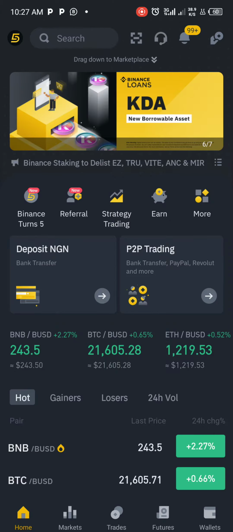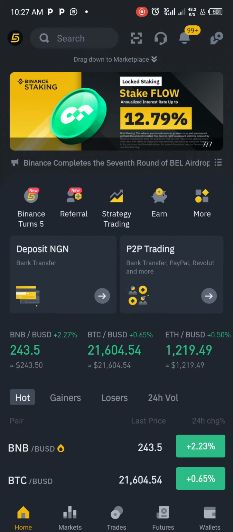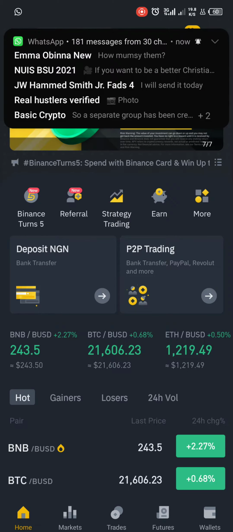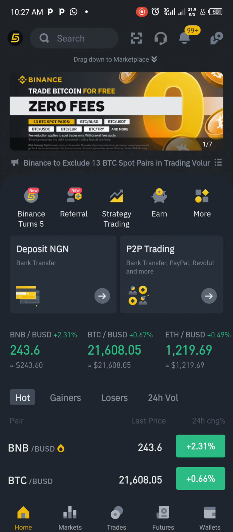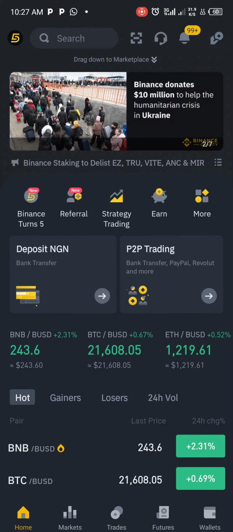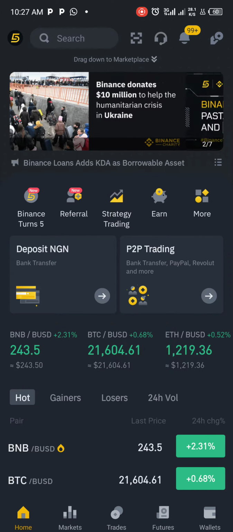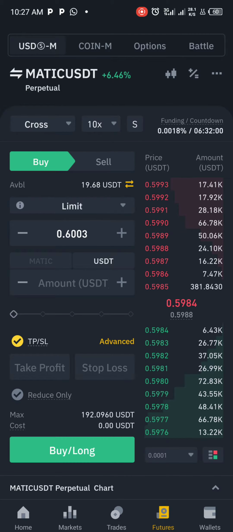So you can see we have different tabs here. We have home, market, trade, futures, and wallet. Our focus is on futures, so this is what we are going to make use of. You click on futures, and you can see we have USD, coin, and other options. But our focus is on this USD, so it's going to be USD against any crypto coin.